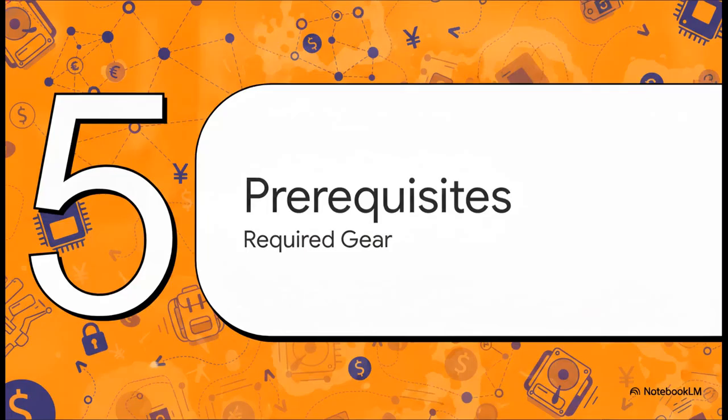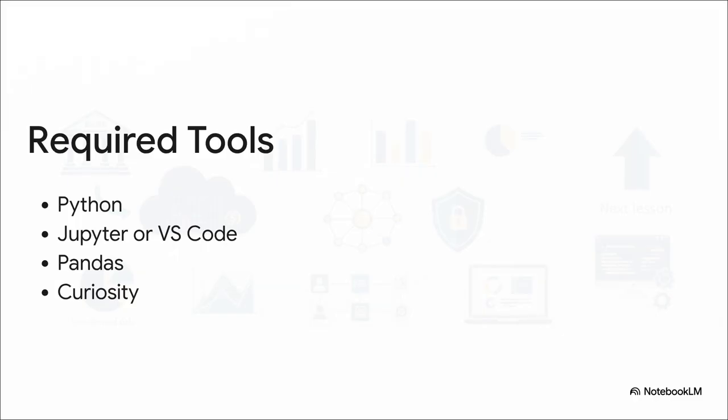All right, final section, Section 5, prerequisites for success, required gear. Before we write our first lines of code, here's exactly what you need in your Expedition pack. You'll need Python installed on your machine, an environment like Jupyter Notebook or VS Code, and foundational knowledge of Python and Pandas. But honestly, the most important thing you need to bring is curiosity and a willingness to learn. This project is going to challenge you, for sure, but if you lean in, you'll come out the other side with incredibly valuable, highly hireable skills.